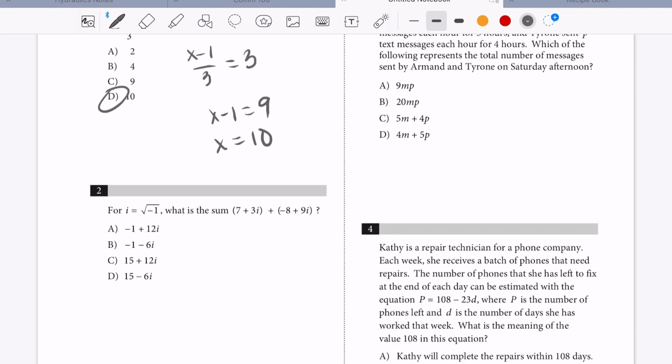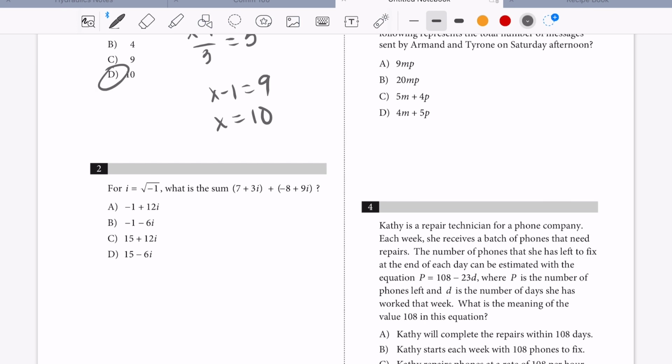It's D. Okay, for the second problem, we have i equals the square root of negative 1. What is the sum of 7 plus 3i plus negative 8 plus 9i? So for this problem, all we have to do is combine like terms. There's really nothing else to it. So we're going to get a 7 plus a negative 8, and then we're going to get a 3i plus a 9i. So that'll give us a negative 1 plus 12i as the answer, A.